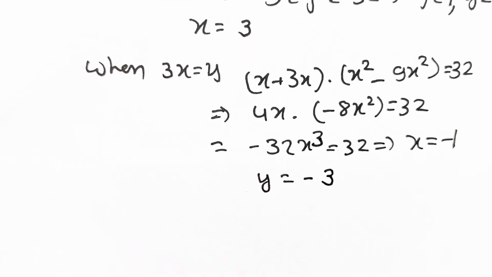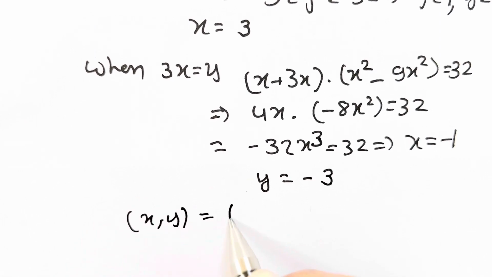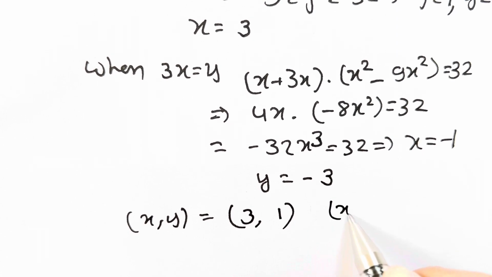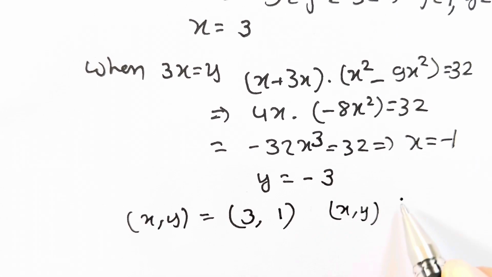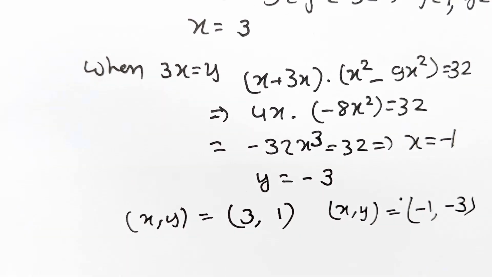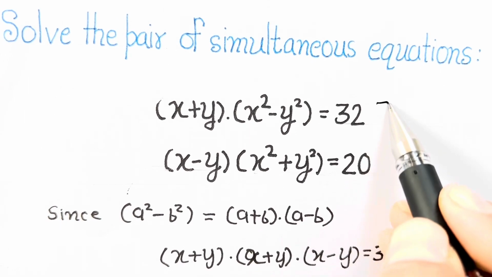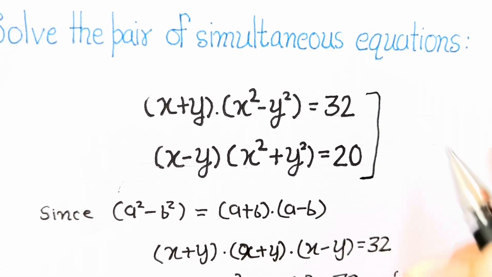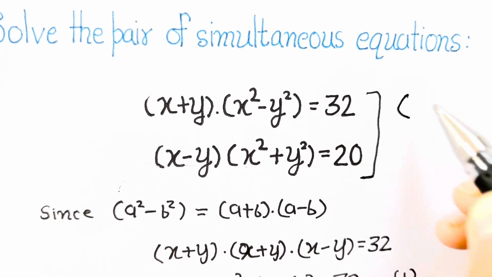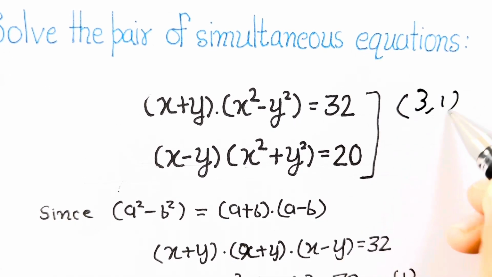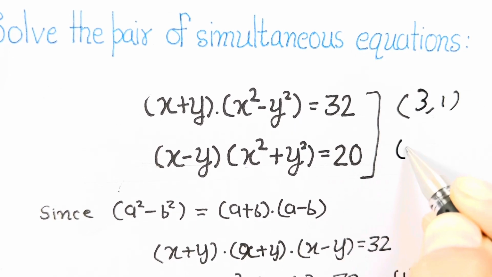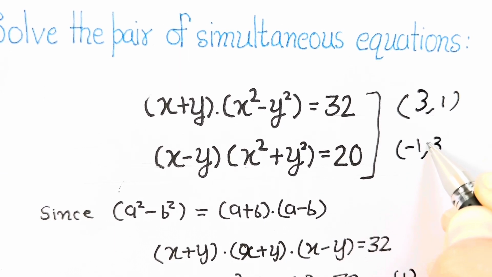So we have two solutions, which are, first, x is 3 and y is 1. Second is x is minus 1 and y is equal to minus 3. Hence, this equation has two solutions, 3, 1 and minus 1, minus 3.